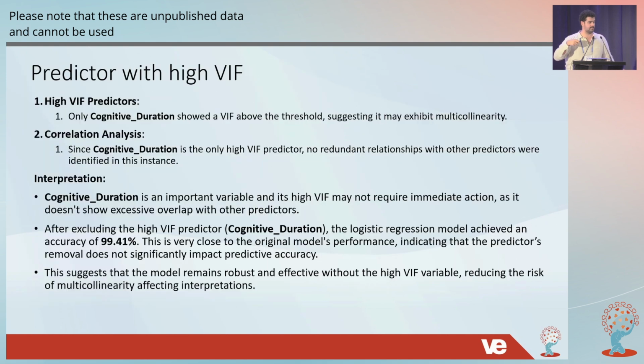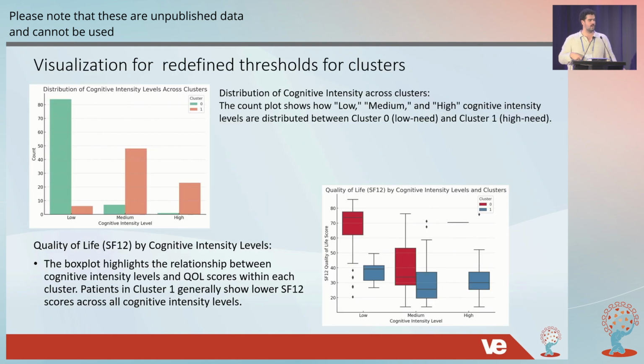I'm just going to skip because there is not much time. Again, no surprise, the cognitive duration was the one with the highest VIF, the variance inflation factor. But even though the cognitive duration may vary a lot among the cohort, it doesn't really matter for the model, and still the prediction is successful.